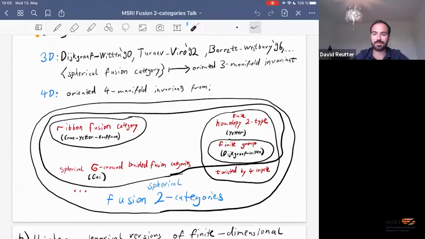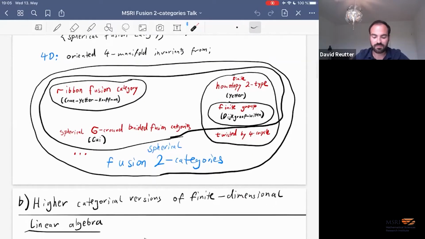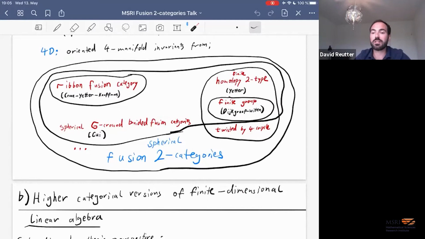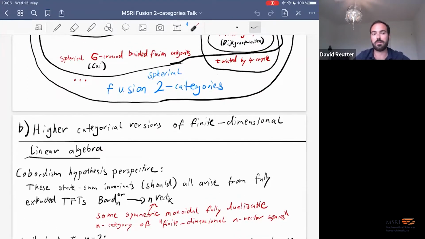So let's switch gears and think about it algebraically. Algebraically, I think the story is organized around figuring out what are good higher categorical versions of finite dimensional linear algebra. And of course, what we've seen on the last slide can be summarized using the perspective of the cobordism hypothesis as saying all of these manifold constructions should arise from some fully extended TFT, which goes from the bordism symmetric monoidal n-category to n-vector spaces. And the question is, what's a good target? What should we take as this n-vector spaces, which produces something which looks like finite dimensional linear algebra?